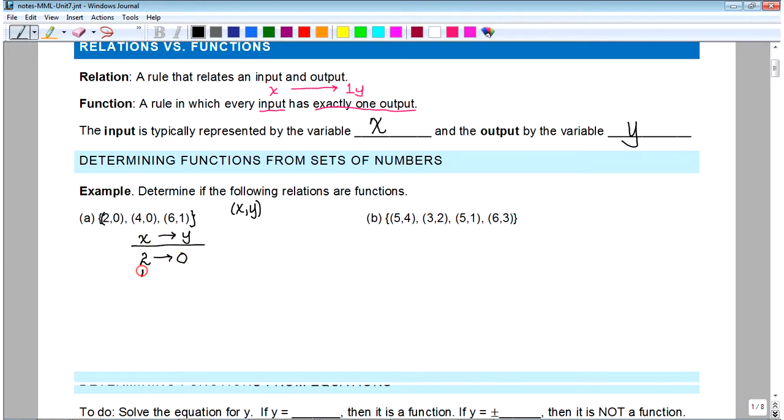My next point, when my input is 4, its output is also 0. Well, this is still okay because that input of 4 is getting mapped to only one y value, which is 0. Then lastly, for an input of 6, its corresponding output is 1. So this is a function.